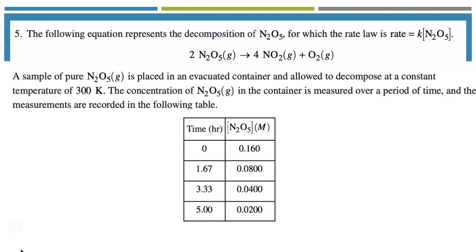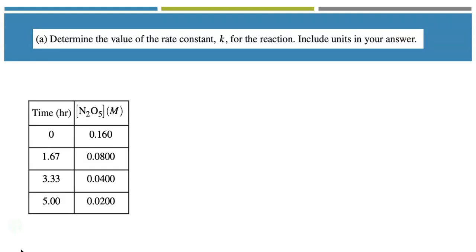So a whole lot of setup here. I do want to point out that we are given a rate law. We're going to end up needing that later, so I wanted to highlight that. Part A says, determine the value of the rate constant k for the reaction. Include units with your answer. So they're giving us a really big clue here that our answer has to have appropriate units.